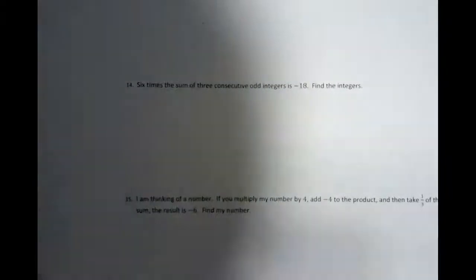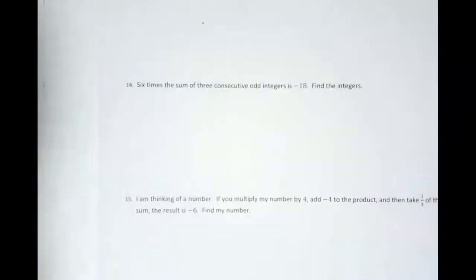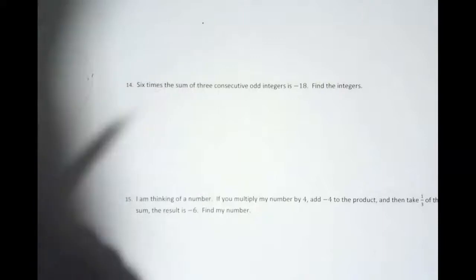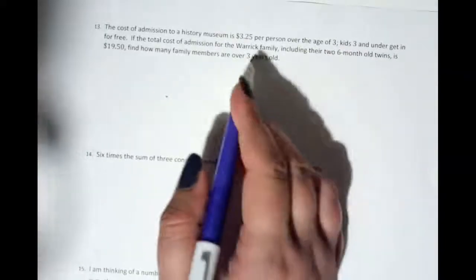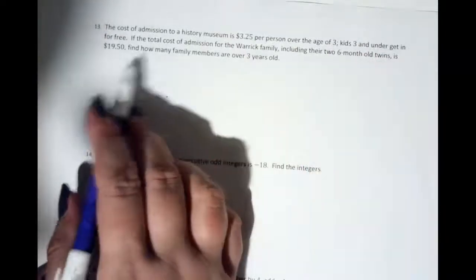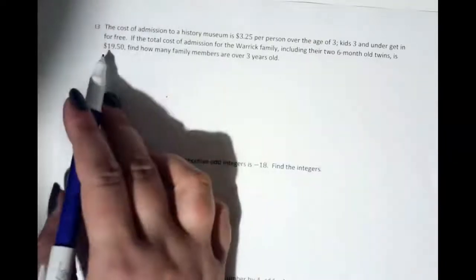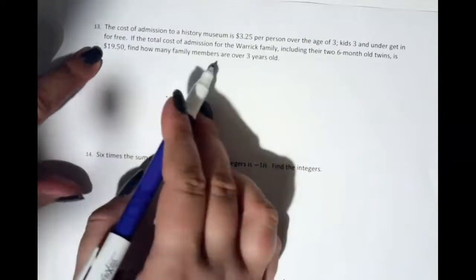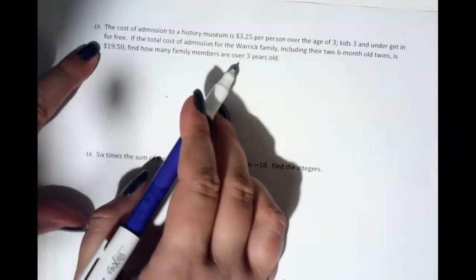Alright, moving on to the next page on Lesson 8, the final page. Cost of admission to a history museum is $3.25 per person over the age of 3. Kids 3 and under get in free. The total cost of admission, including their 2 6-month-old twins, is $19.50. How many family members are over 3 years old?